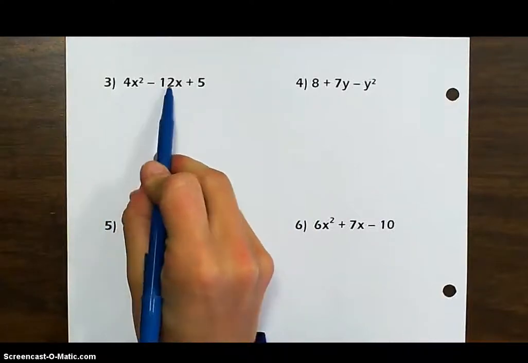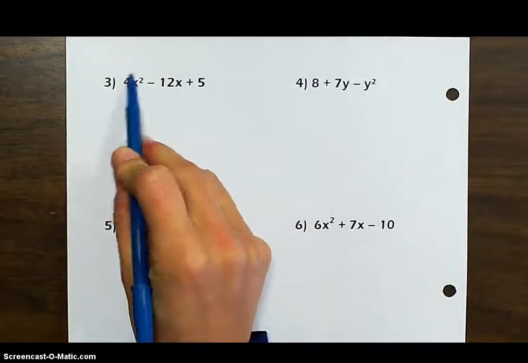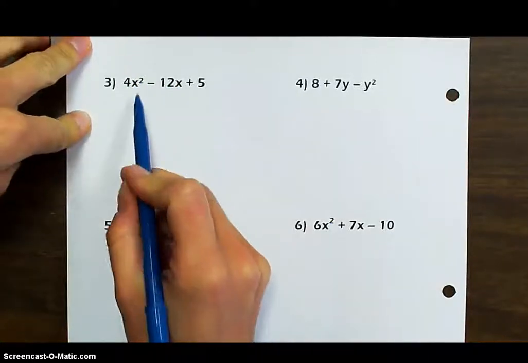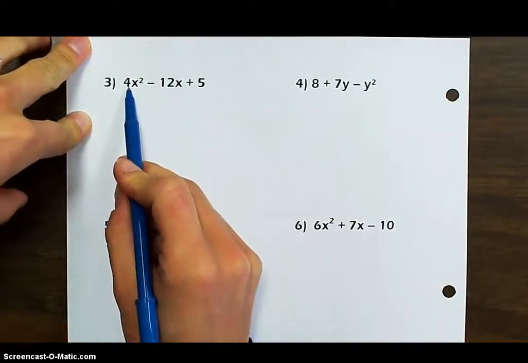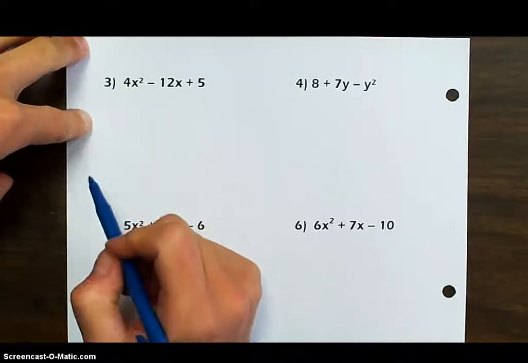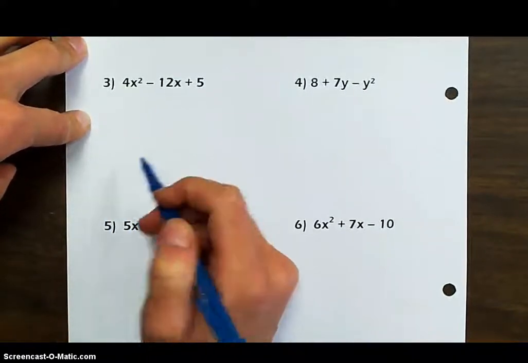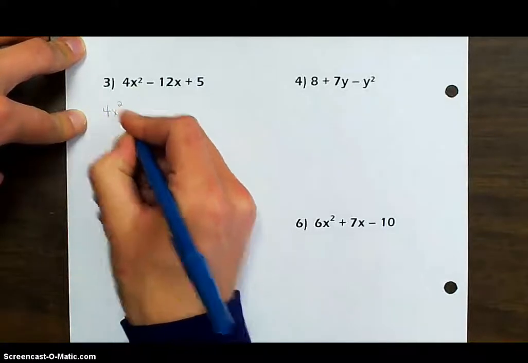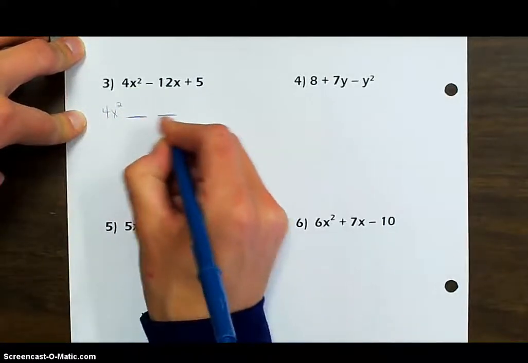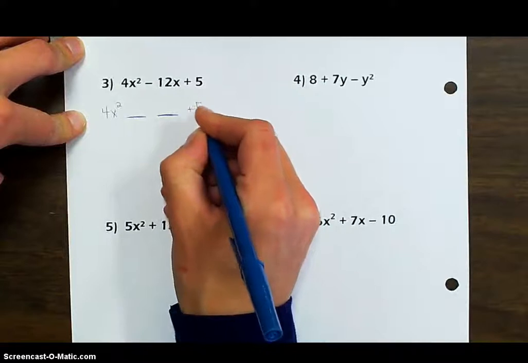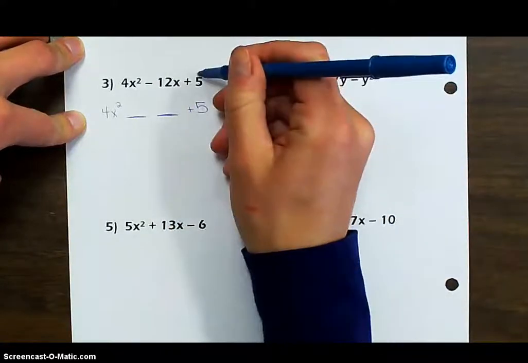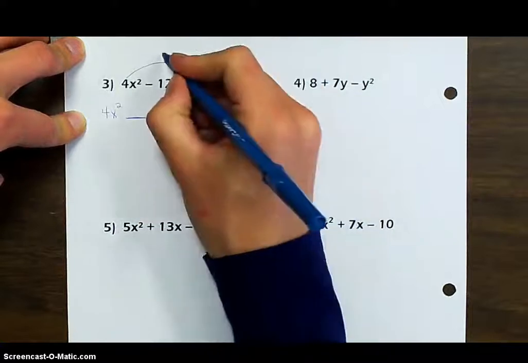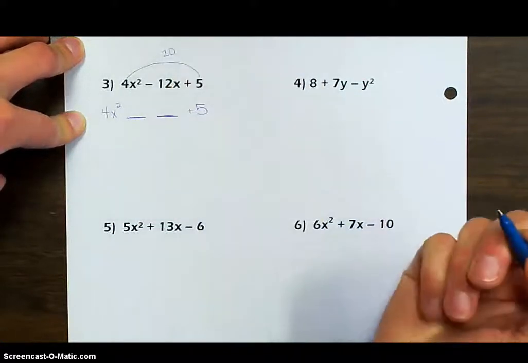So if I look, it is a trinomial. It is in standard form: highest power, lower power, no power for the variable. And I see that my a value is bigger than 1. Okay, which means we're going to have to use factor by grouping. So factor by grouping, we write the first term, blank, blank, plus 5. So now I'm going to multiply the first term and the last term together. So 5 times 4 is 20.